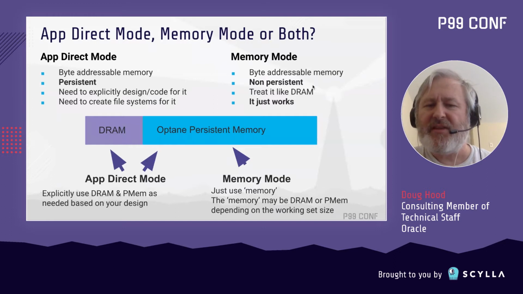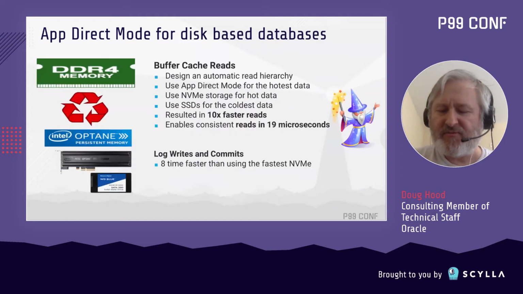And the thing that may not be obvious is when you're using memory mode, the persistent memory is not actually persistent. It's just DRAM. So this talk is looking at those combinations and how they affect databases, the pros and cons, and looking at some results there.